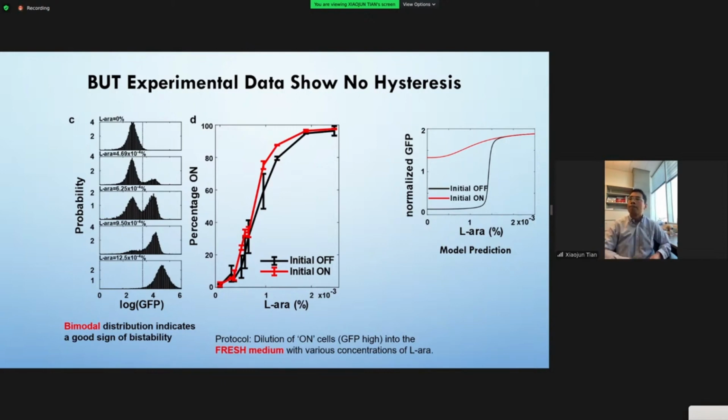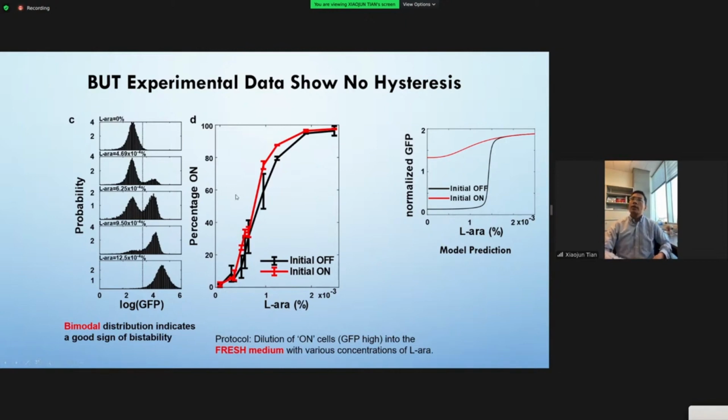So we have to measure the hysteresis curve, and we needed to do two experiments. One experiment with the initial off state, so we use different concentrations of the inducer, and we measure the percentage of cells in the on state. And then another experiment is we trigger the cells with a high dose of inducer to trigger the cells into the on state, and then dilute the cells into the media with different concentrations of the inducers. But what we can see here in the experiment is that there's no difference between the two curves. It doesn't matter whether the initial condition is on or off. They're almost similar, right? So it's not consistent with the prediction. In the prediction, we see a bistable region here, but there's no bistability at all, right?